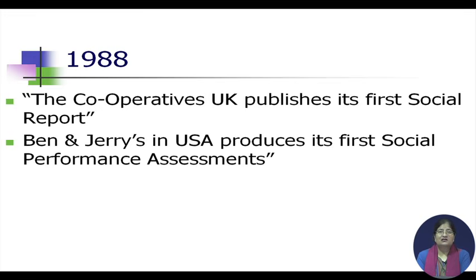In 1988, the Cooperatives UK published its first social report, and Ben & Jerry's ice creams in the United States produced their first social performance assessment. So the focus had started shifting from awareness, which was already there, the activities were already there. Now the focus was on evaluating the impact of these activities on the community that they were trying to serve. The discourse had already started including performance measures. The discussions were now focused on, okay, we have been doing all this, has it been having any impact or not?